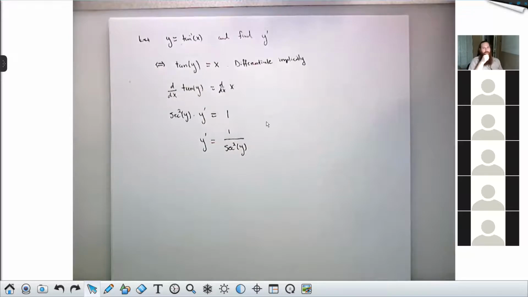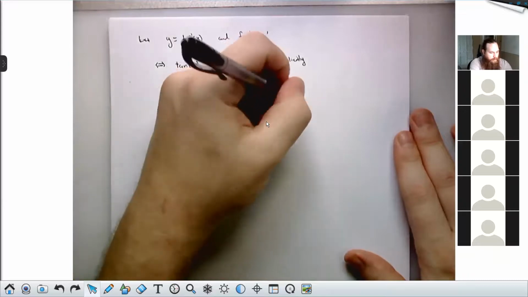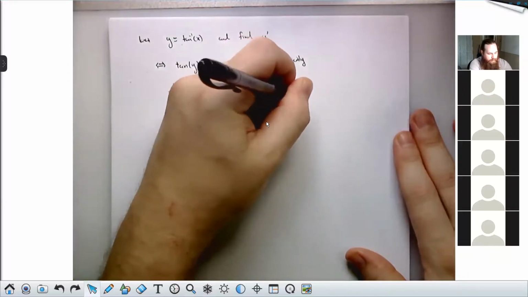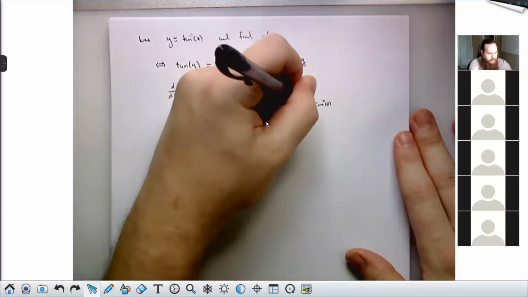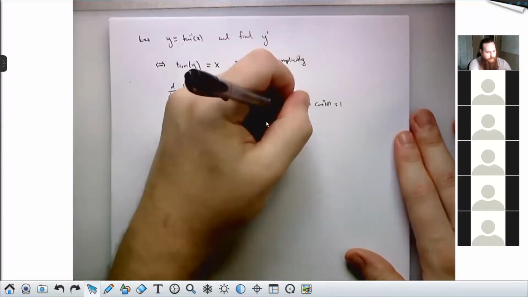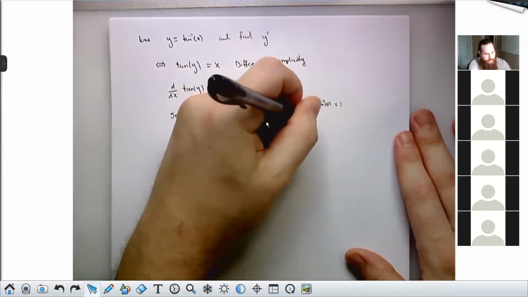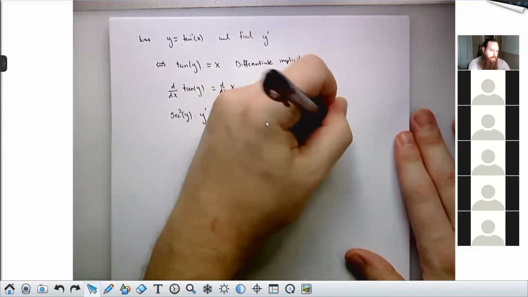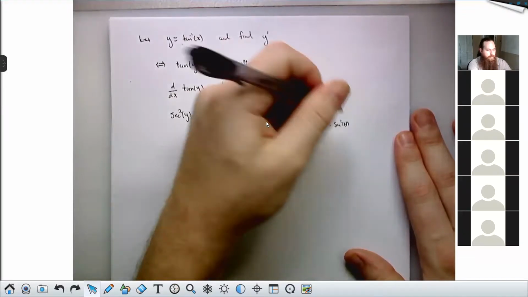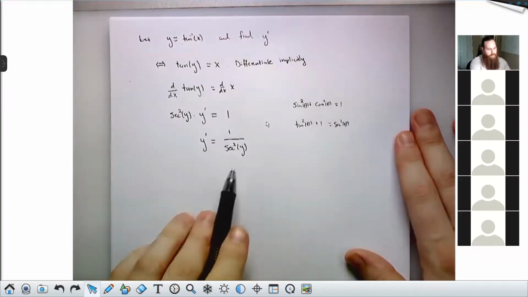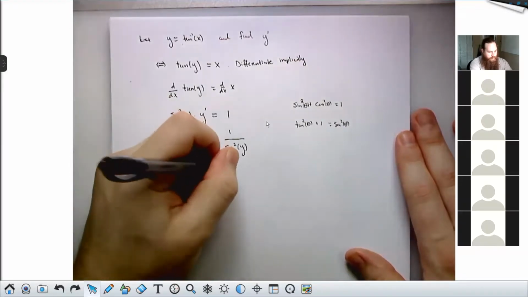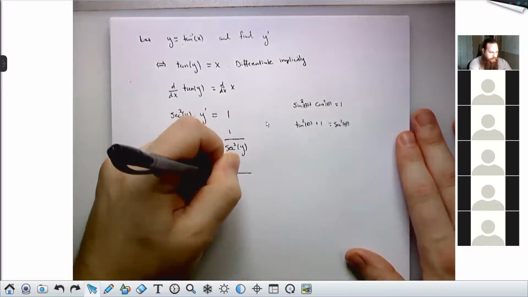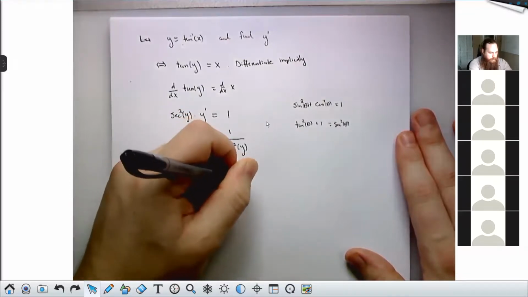This time I can be a little bit sneaky. Instead of drawing a triangle, I can remember my Pythagorean identities. Sine squared theta plus cosine squared theta equals 1, which implies that tan squared theta plus 1 equals secant squared theta. So secant squared of y is the same as tan squared of y plus 1.